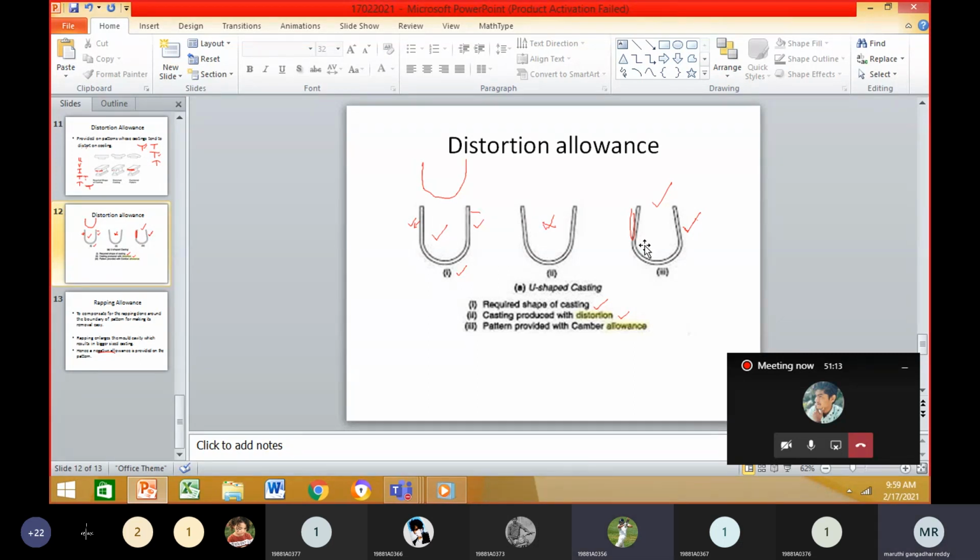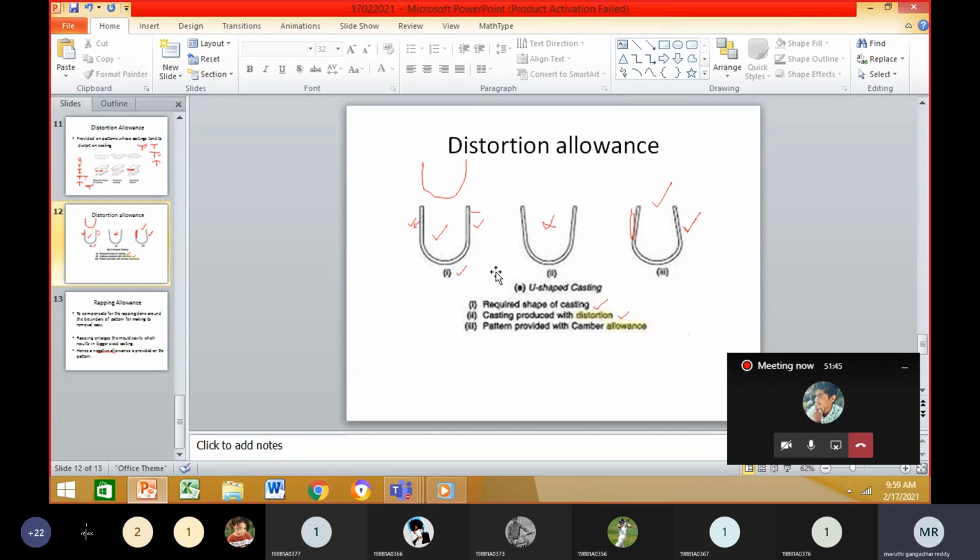What will the third figure explain? Pattern provided with camber allowance. That means the walls are slightly distorted inwards. So we can understand like this: if we distort the walls of the pattern inwards, we are going to get the exact shape of the U-shaped casting.